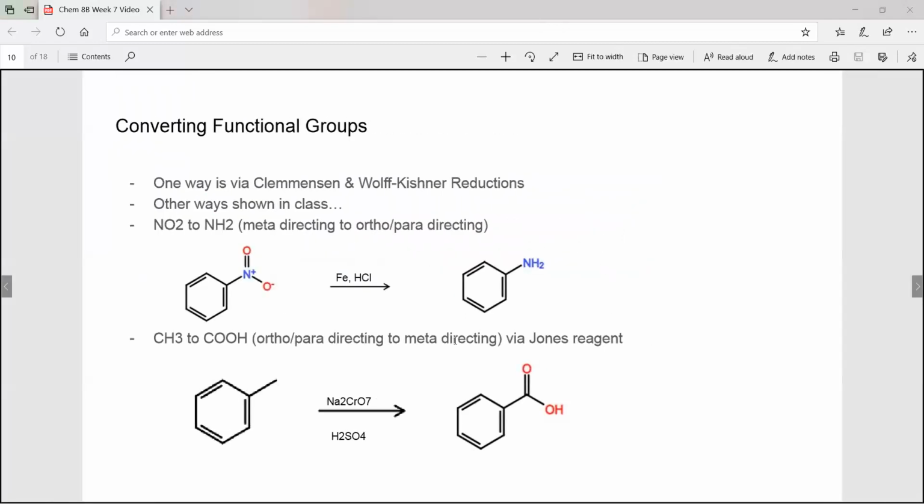We also went over some ways of converting functional groups. One way is Clemmensen and Wolff-Kishner reductions. We can also use iron and HCl to convert NO2 into NH2, and the substituent goes from meta-directing to ortho-para directing. We can also use the Jones reagent to form a carboxylic acid. So the substituent can go from ortho-para to meta-directing.